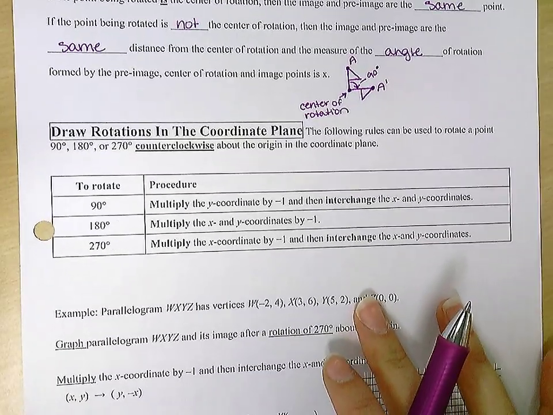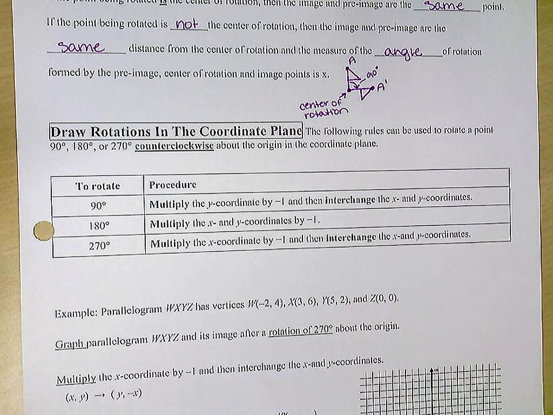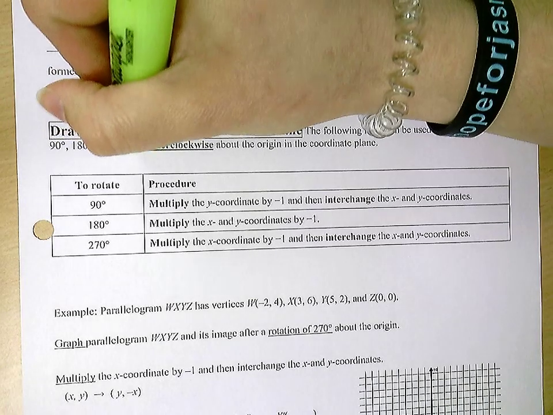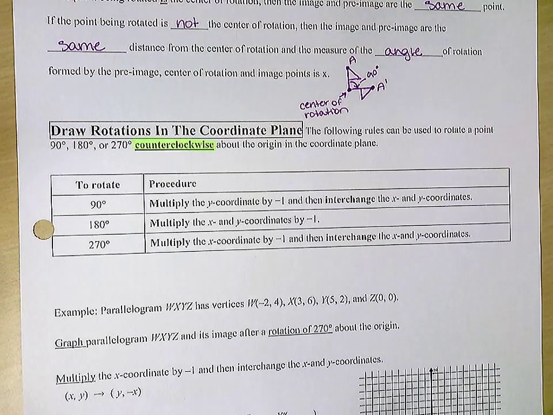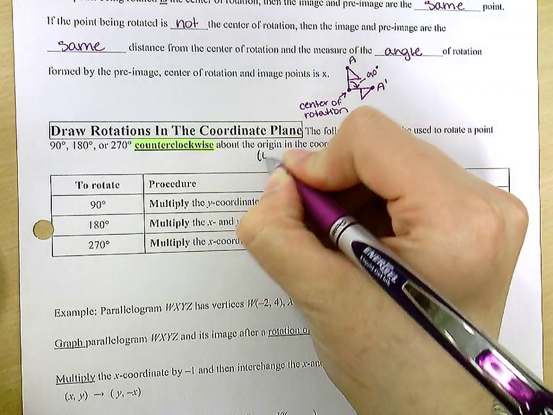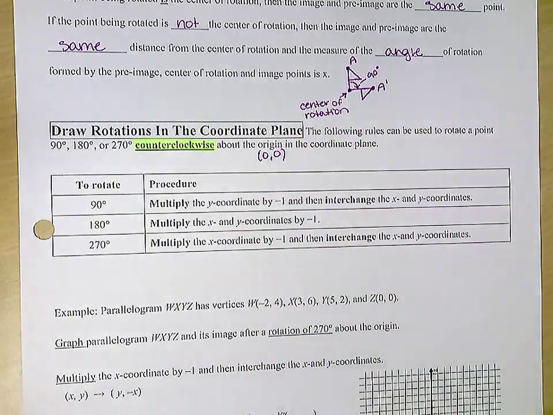Alright, so the following rules can be used to rotate a point either 90 degrees, 180 degrees, or 270 degrees counterclockwise about the origin in a coordinate plane. So these rules are used for counterclockwise rotations. We're rotating about the origin, which means the center of rotation is the point (0, 0). Your origin is (0, 0), and that is going to be your center of rotation for each of these rules.